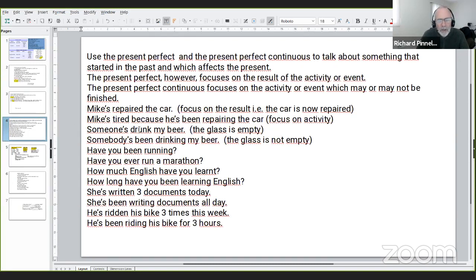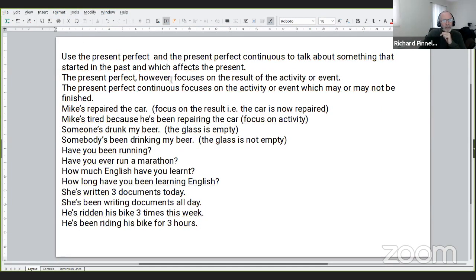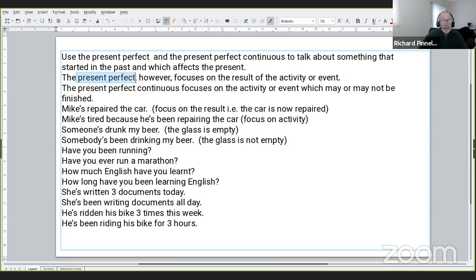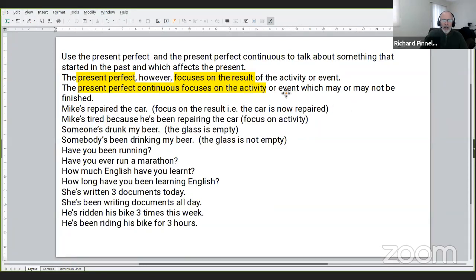So here I've got some of the differences between these two tenses. We use the present perfect and the present perfect continuous, both of the tenses, to talk about something that started in the past and affects the present. But the difference is this: the present perfect focuses on the result of the activity. And the present perfect continuous focuses on the activity. This is the main difference between these two tenses. Focusing on the activity or event which may or may not be finished.